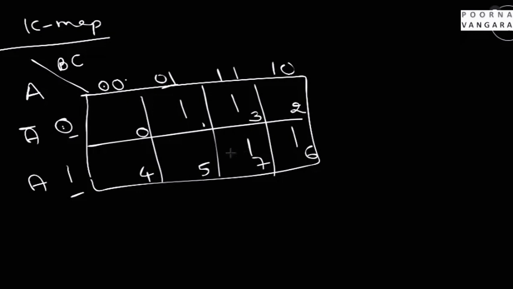The next step is, as I said, any two cells which are side by side are adjacent to each other. That means those have only 1 unit distance, right?